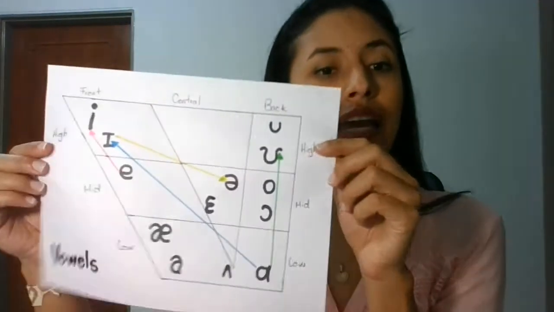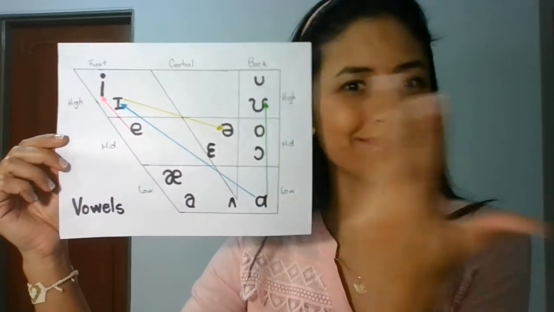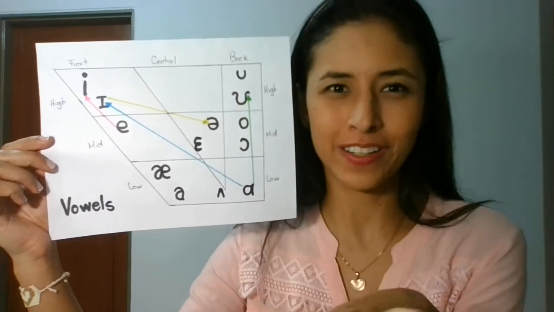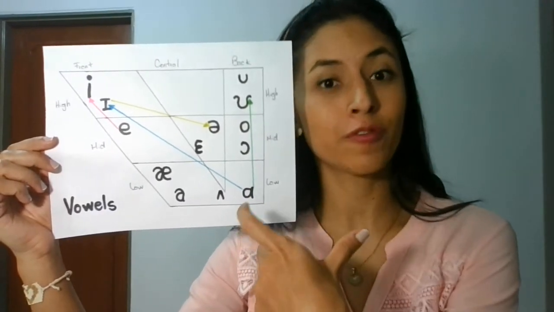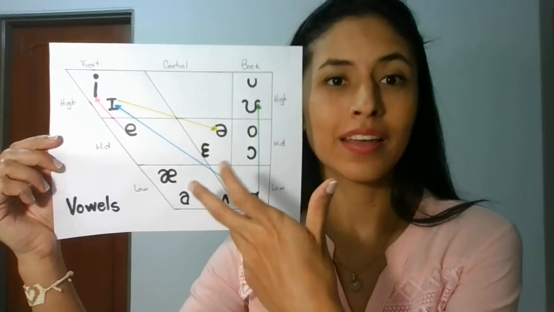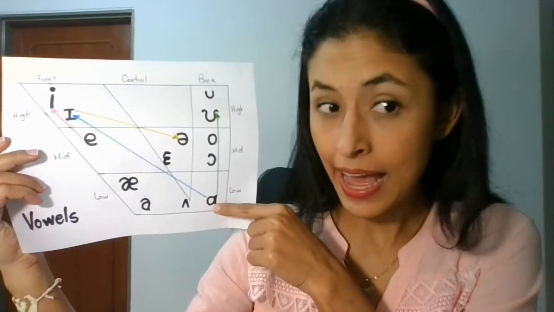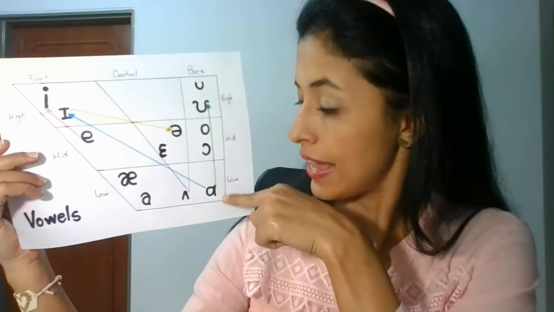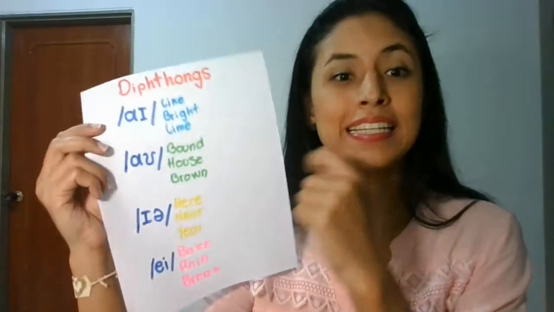But now I would like to show the different diphthongs in the vowels. I chose only 4 diphthongs because the different vowels create different diphthongs. They form to create different sounds, by uniting a vowel with another vowel. Okay, the first. A and E. The diphthong is an example.